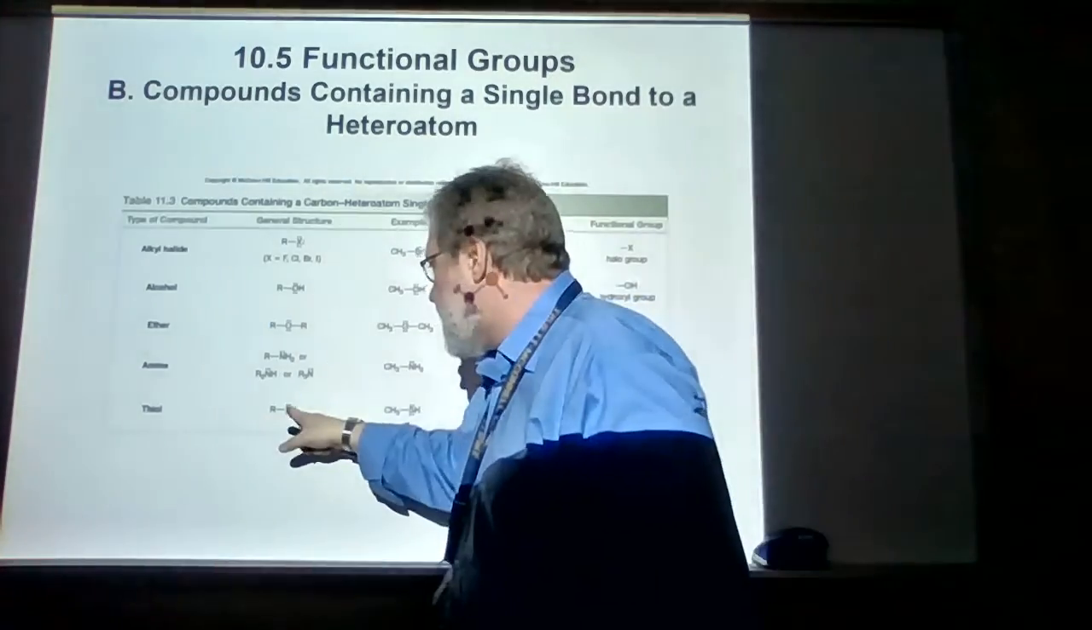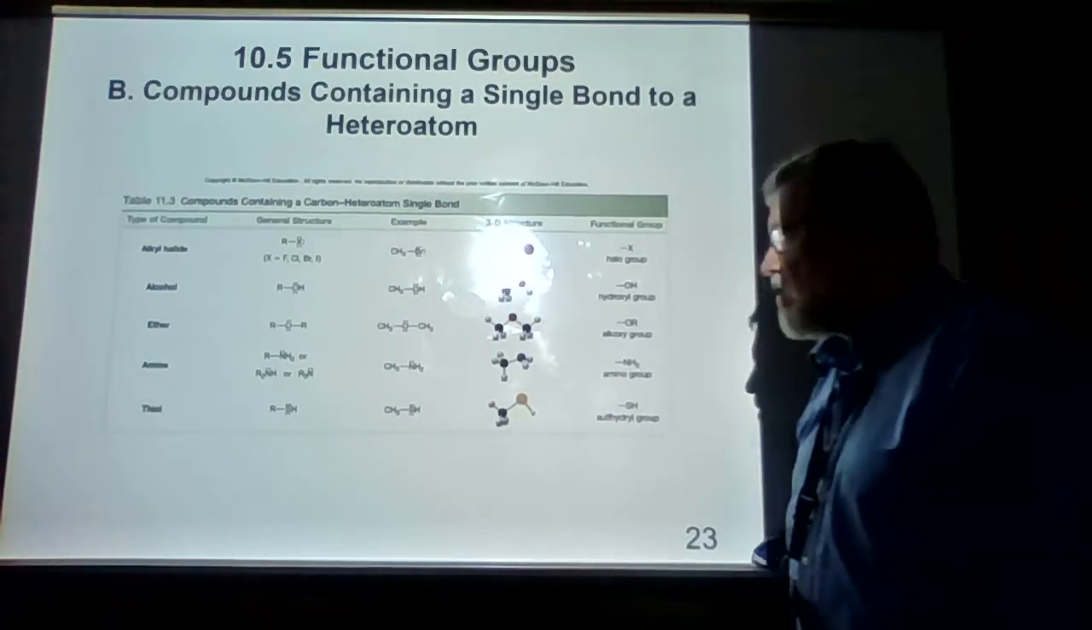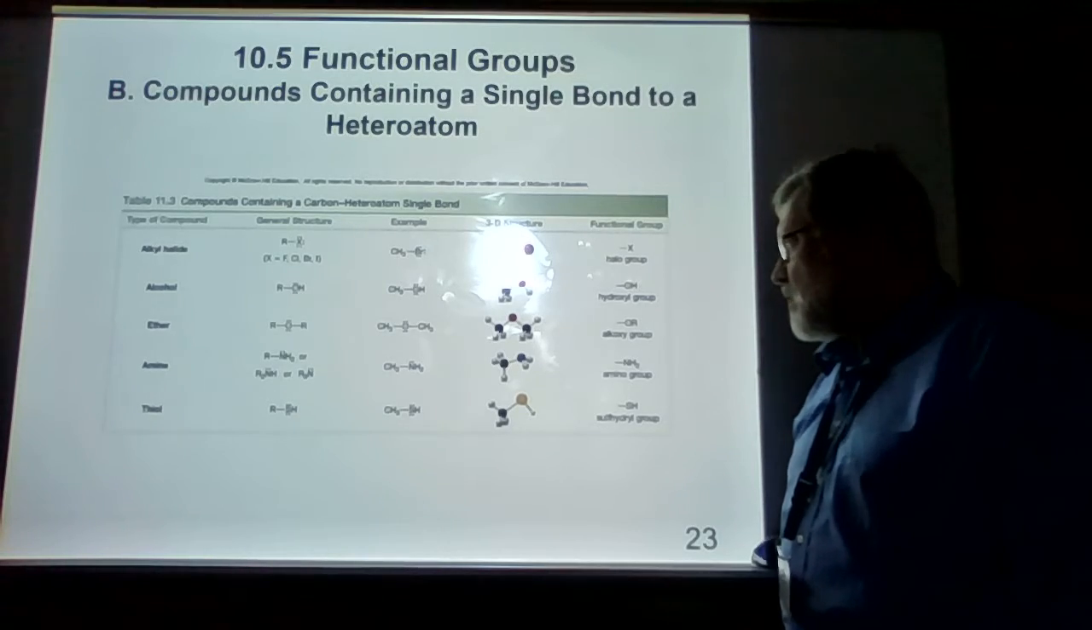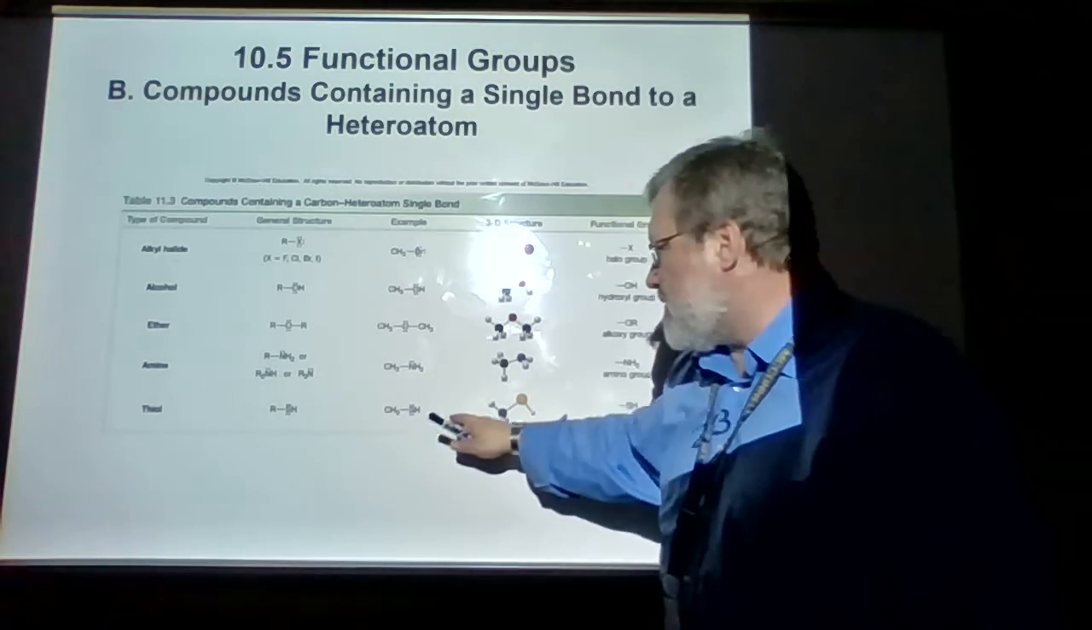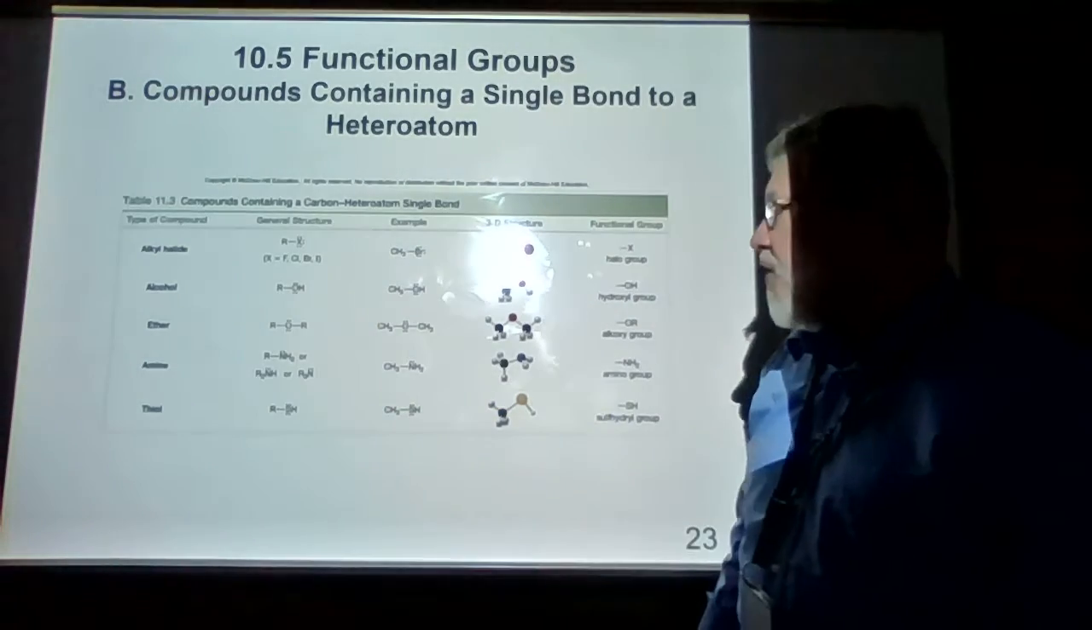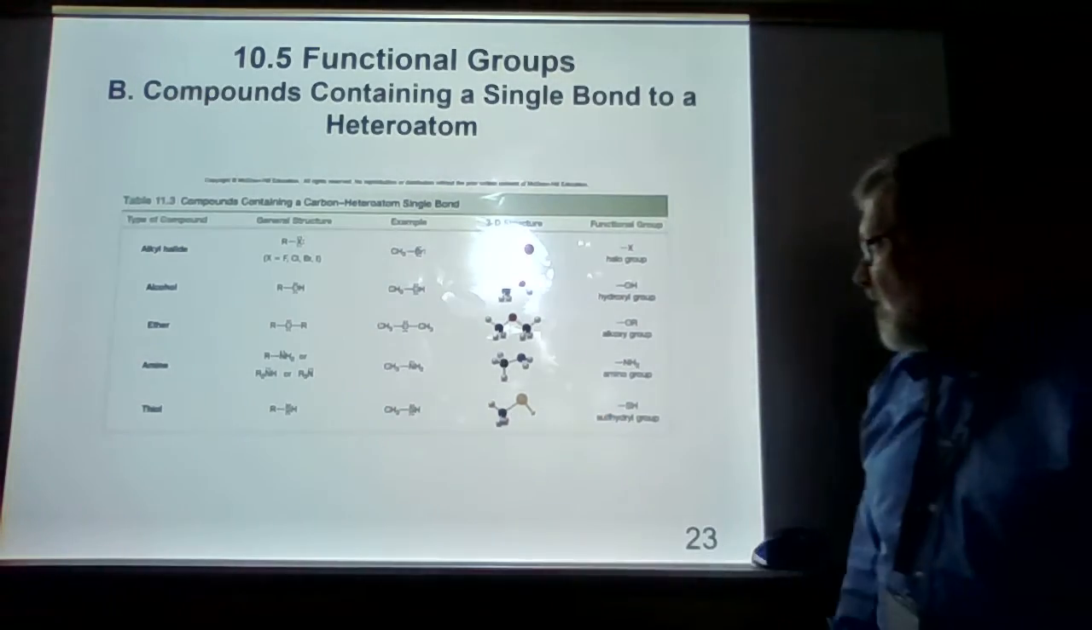Then you can have sulfur directly bonded to your carbon-containing group, and that's known as a thiol. So the simplest example here is a methyl group bonded to your sulfur. So this is methylthiol.